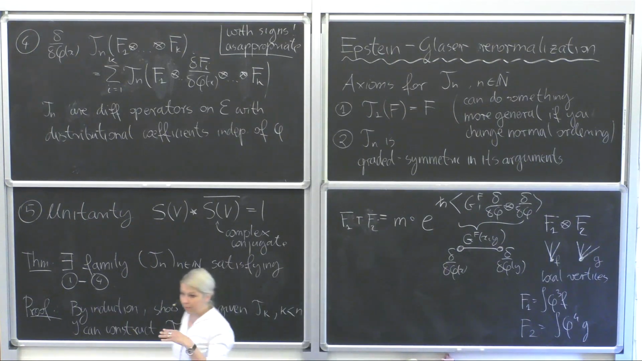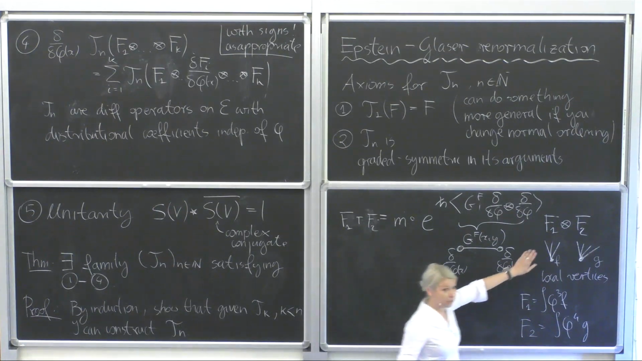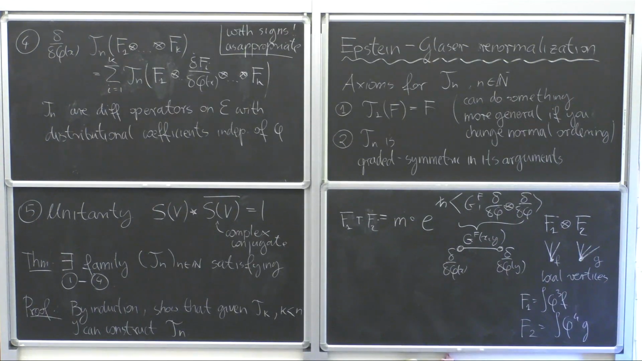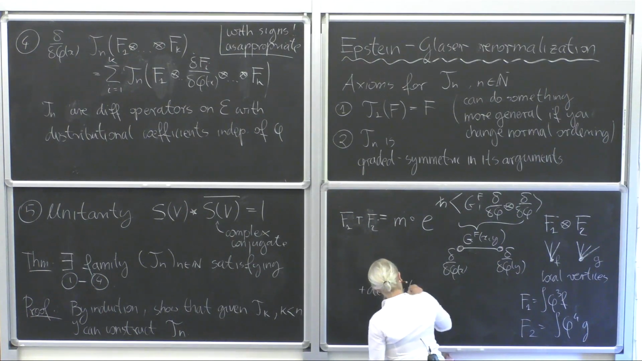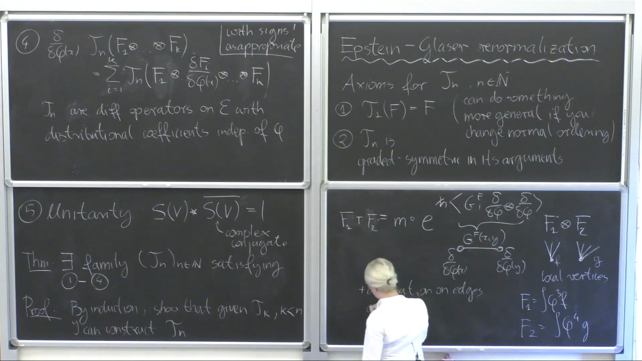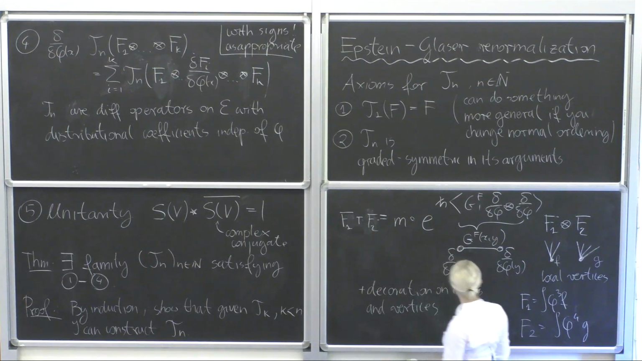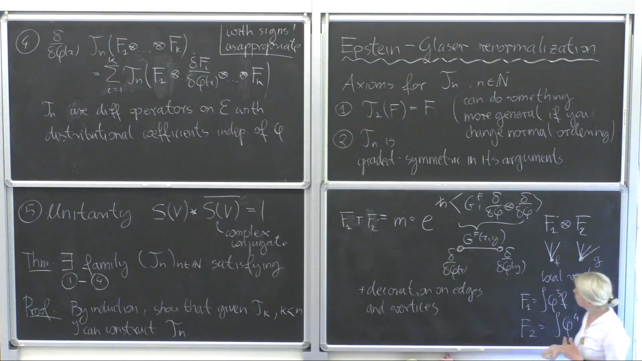And now if I want something more complicated, say, derivatives, I can add some decoration. And of course, the way I wrote it, it seems that I have just one field, but I can add any decoration I want to these edges to have different kinds of fields. So plus decoration on edges and vertices. Okay, so this I hope makes some connection to what people know.